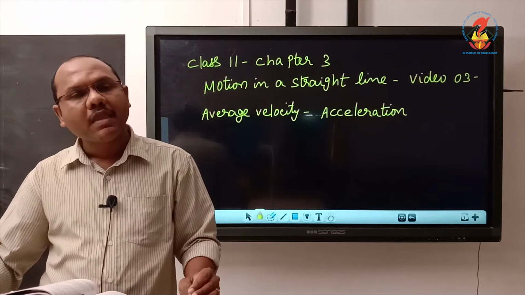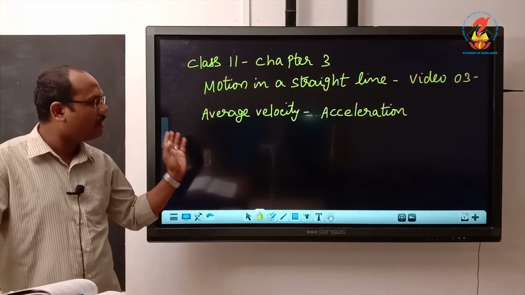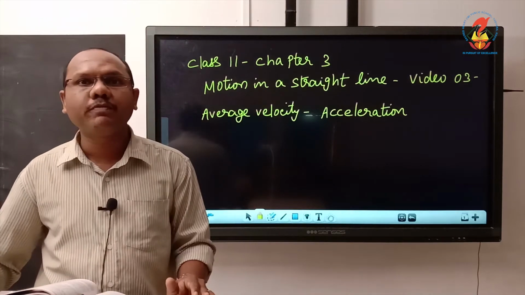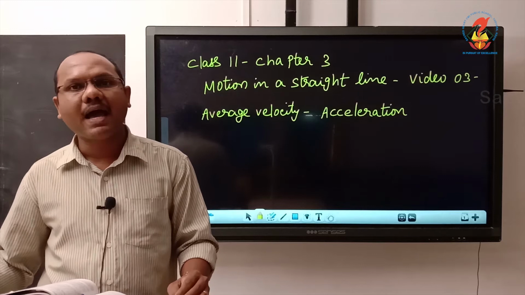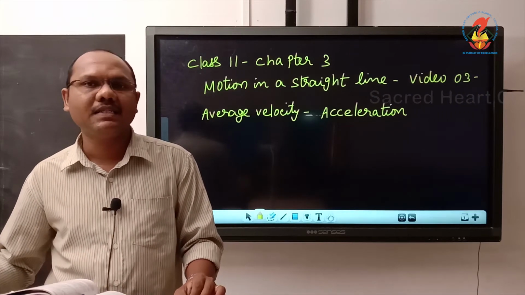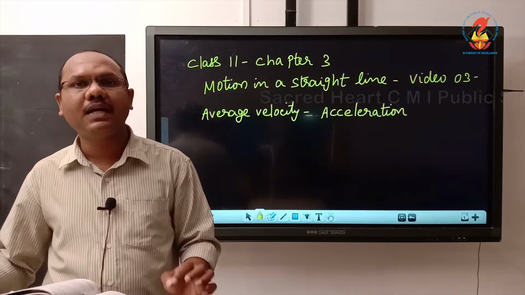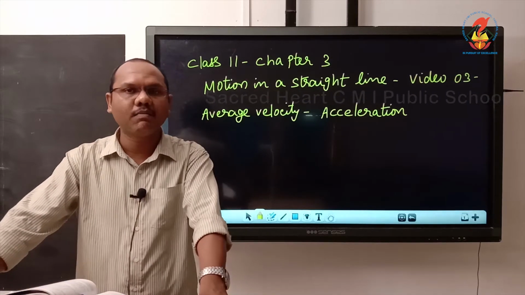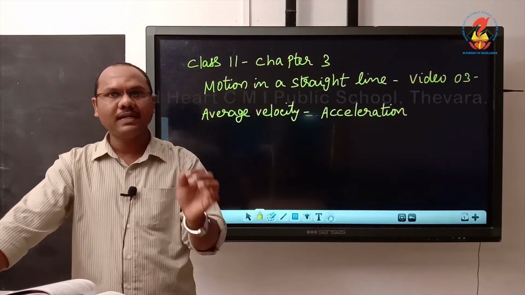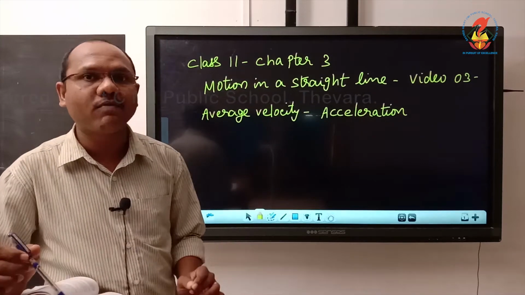Now, here we are going to study average velocity and then acceleration. So, what is meant by average velocity or average speed? We can say that average speed is the total distance travelled by the body to the total time taken. Total distance travelled to the total time taken is called average speed.